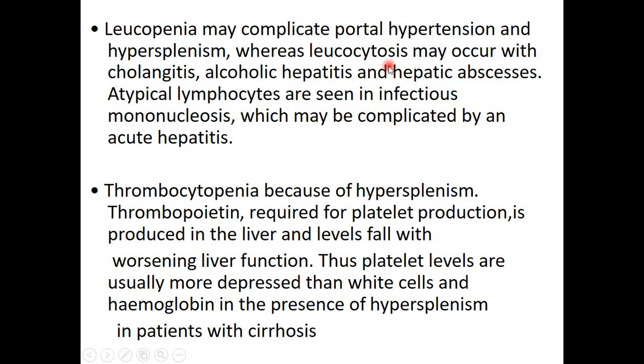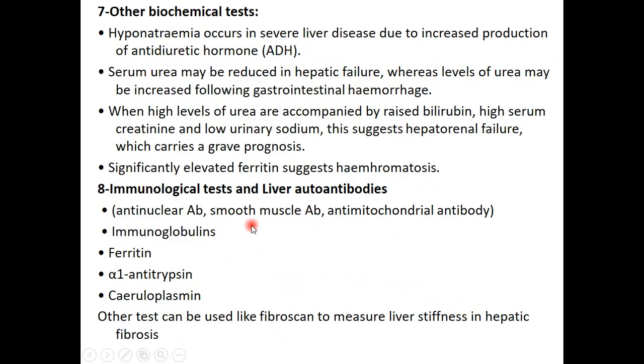Or we may have leukocytosis if we have an infection, especially cholangitis, alcoholic hepatitis or hepatic abscess. Thrombocytes are very important. With the platelet count we get thrombocytopenia if we have hypersplenism. The first thing affected by hypersplenism is the platelets, so the platelet count drops first, and we get thrombocytopenia. And as the platelet count falls, it indicates worsening of liver function. Therefore platelet levels are usually more depressed than white cell and hemoglobin levels in the presence of hypersplenism in patients with liver cirrhosis. We have other tests.